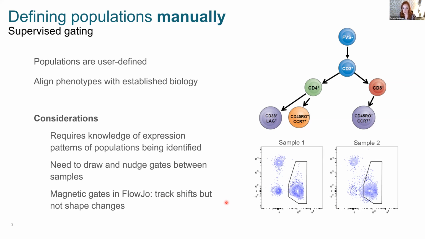It's going to track shifts in populations, but not necessarily shape changes, right? So even if I had made this magnetic gate here on sample number 1, the gate may have shifted to the left a bit to kind of capture that change, but it won't change the shape of the gate. So it's not going to capture always the shape of that population. So if the population has gotten bigger and now it's outside of the gate, or the population is much smaller and now that gate is overdrawn, it's too big, it's not necessarily going to change the shape. It's just going to try to catch the center of that population. So it will do a lot, but it won't always capture everything.